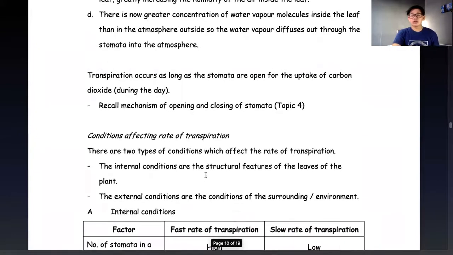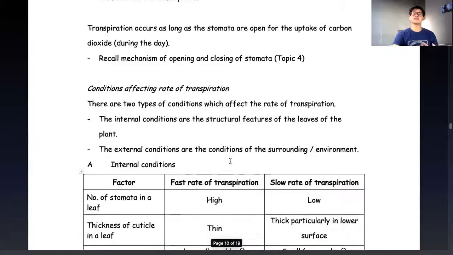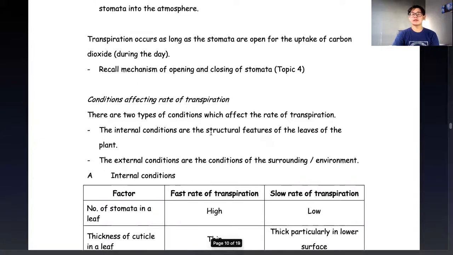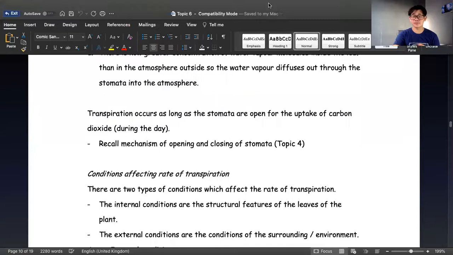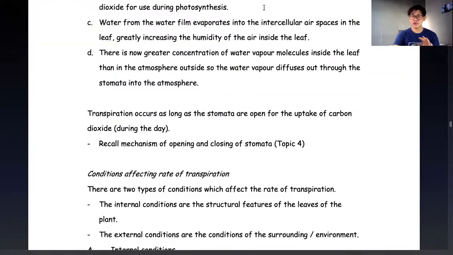So I think that's it for now. There is quite a lot to digest, so I'll stop here. I will continue with the factors affecting transpiration in the next lesson. I'll let you digest what is going on.